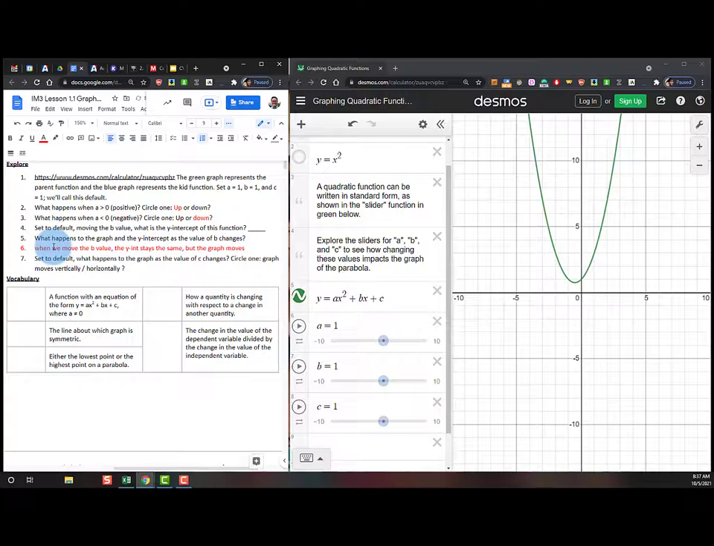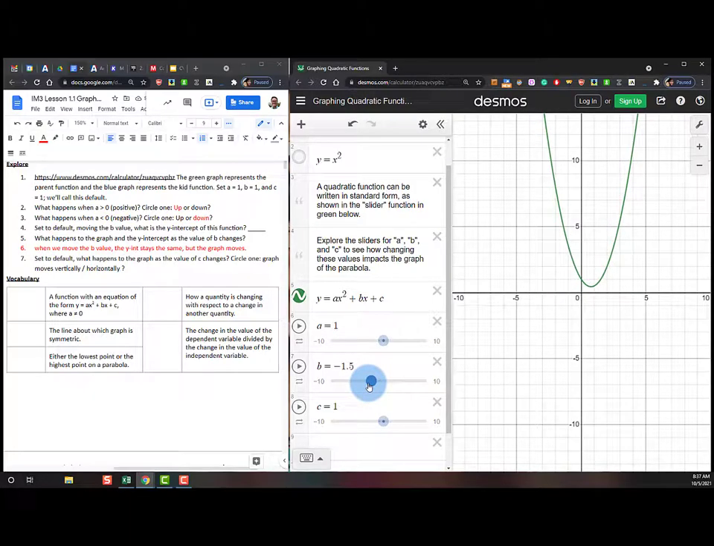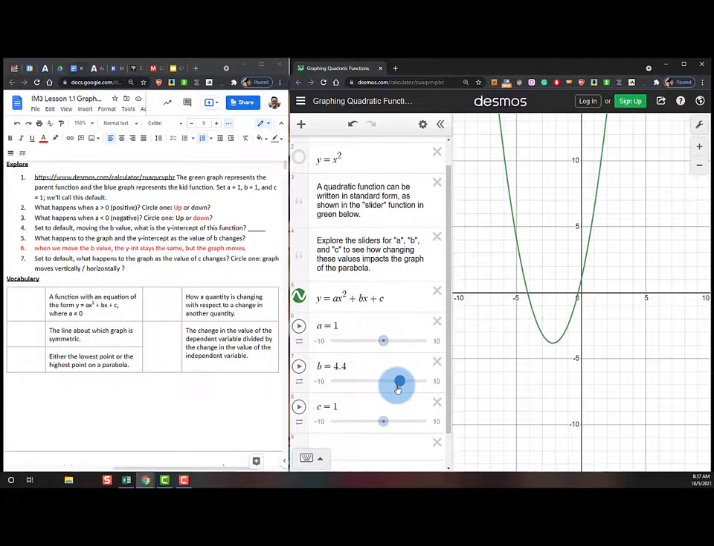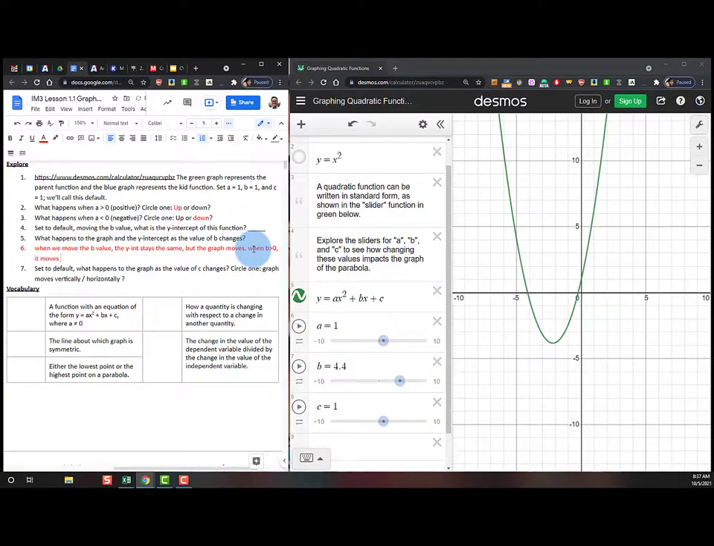What happened when it was positive? Alright, so when it's negative, it moves towards the right, and when it was positive, it moves to the left. When b was positive, it moves to the left. When b is less than 0, or a negative number, the graph moves to the right.